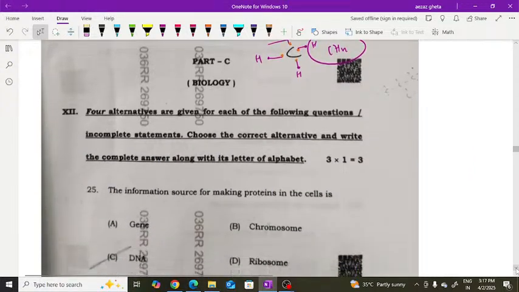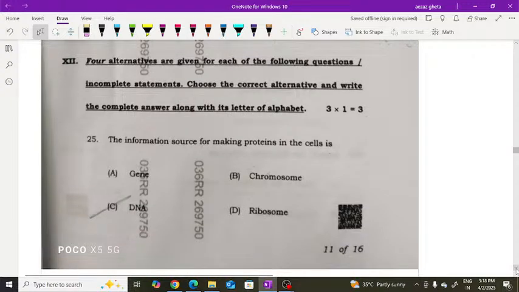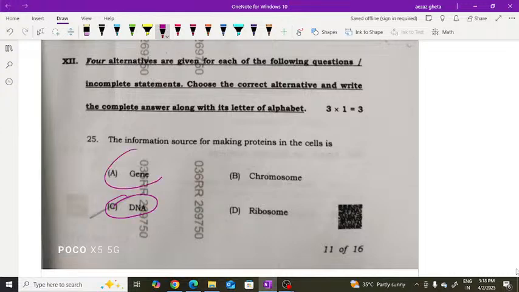Let's enter into the bio part, my dear students. The information source for making a protein in the cell is DNA. DNA or gene? What did you write, guys? DNA. But who exactly gives the information for protein synthesis? It is not DNA, it is a gene.